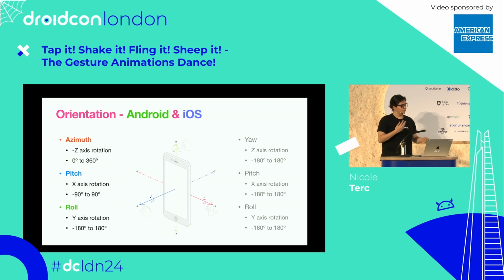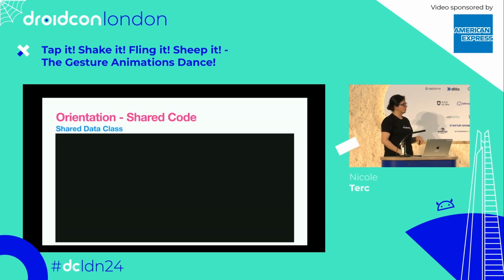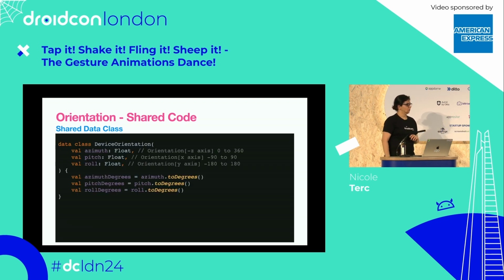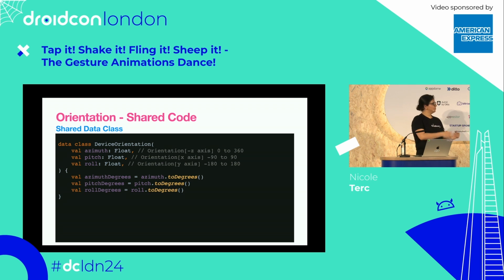Cool, but how you do this in code is pretty straightforward. The easiest way is to just create a shared data class that is going to represent your orientation, which in my case will look like this. It's basically just having azimuth, pitch, and roll, and there are some helper methods to make it degrees, but that's it. I am just going to need to, whenever I receive an iOS value, map it to this.